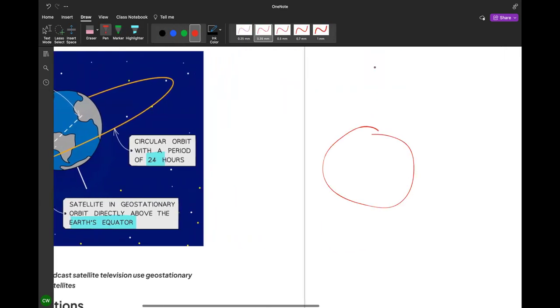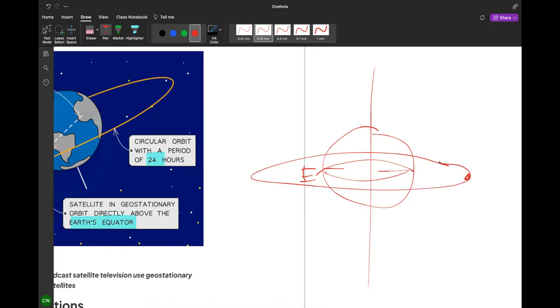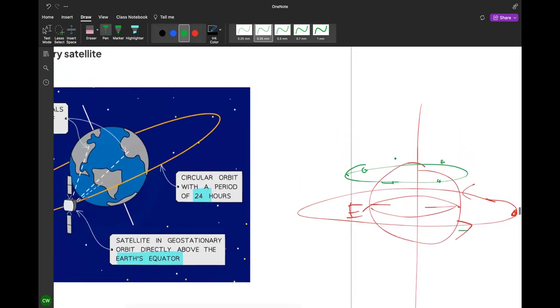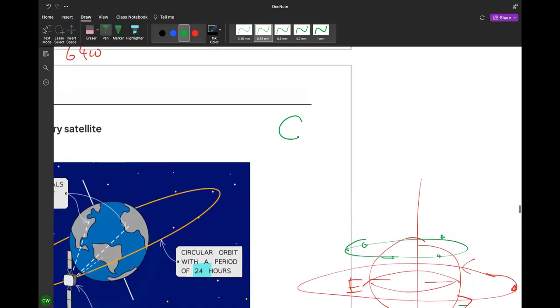This is Earth. This is a geosync satellite. It must be above the equator. Otherwise, it doesn't work. If it's on another place, then we have a problem. That means you can only see this satellite above the equator. Actually, it's very far away. This is Earth. You need to be here.